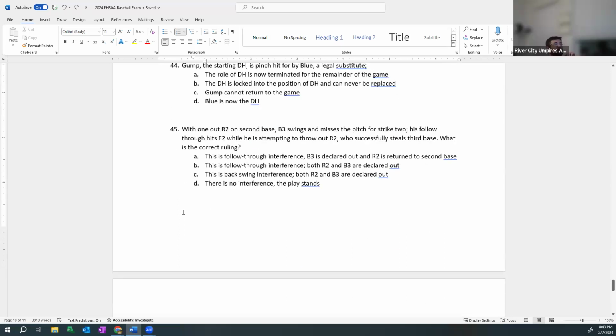With 1 out, R2 on second base, B3 swings and misses a pitch for strike 2. His follow-through hits F2 while he's attempting to throw out R2, who successfully steals third base. What is the correct ruling? Is there interference or not? If there is interference, what type of interference? Yeah, you got batter interference. He struck the catcher, right? You hit the catcher. So we got interference. So the batter is out and the runner's returned to first.